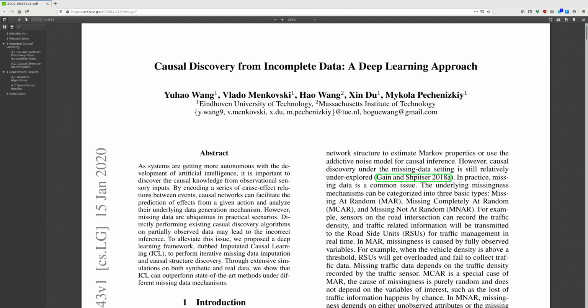To alleviate this issue, we propose a deep learning framework dubbed Imputated Causal Learning (ICL) to perform iterative missing data imputation and causal structure discovery. Through extensive simulations on both synthetic and real data, we show that ICL can outperform state-of-the-art methods under different missing data mechanisms.